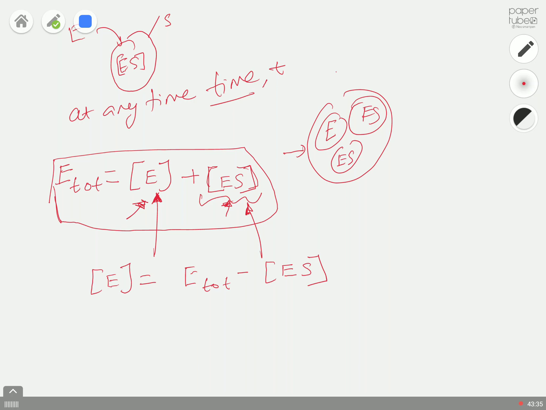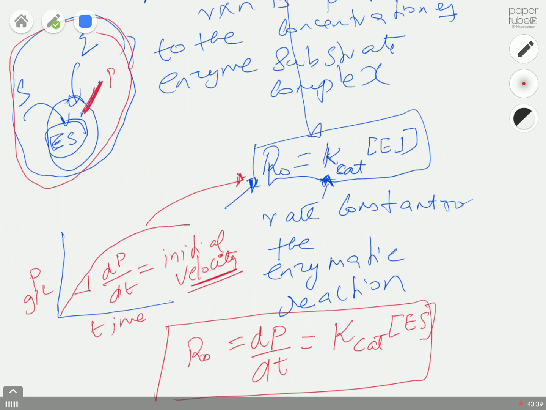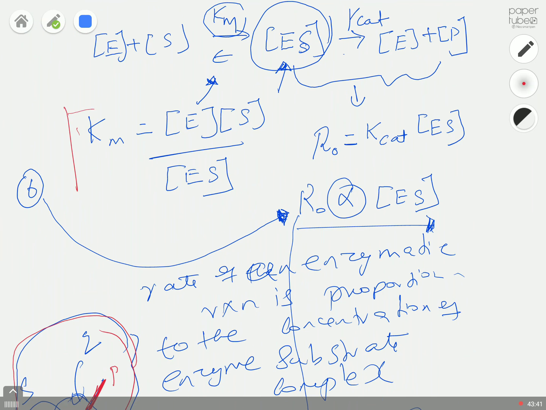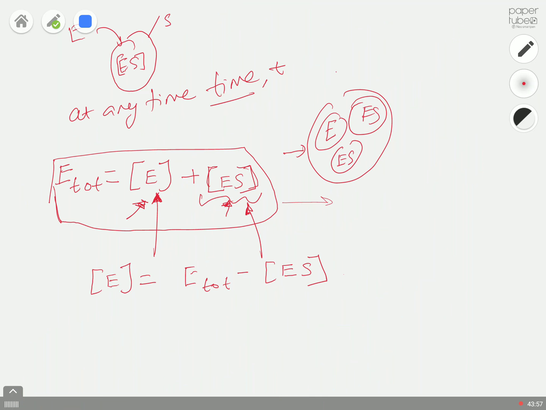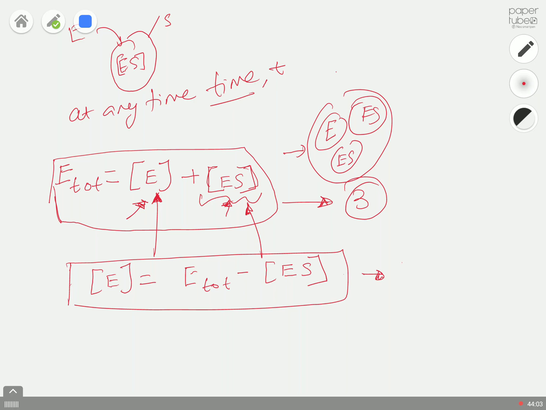I think it's better we give some number to all the equations. So go back here. Here I derived the equilibrium constant. Let's give this as equation 1. And here I showed what your reaction rate is. So this we can call equation 2. And this one we can call equation 3. And this one we can call equation 4.